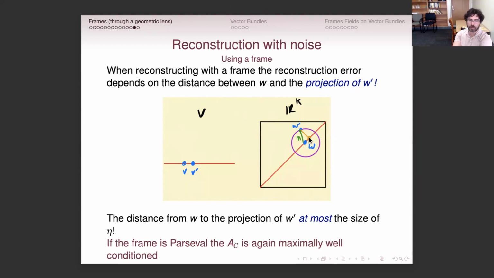And again, if the frame that you're working with is Parseval, then the analysis operator is maximally well conditioned, and so the error you get is going to be bounded by the distance between the W and the orthogonal projection now.